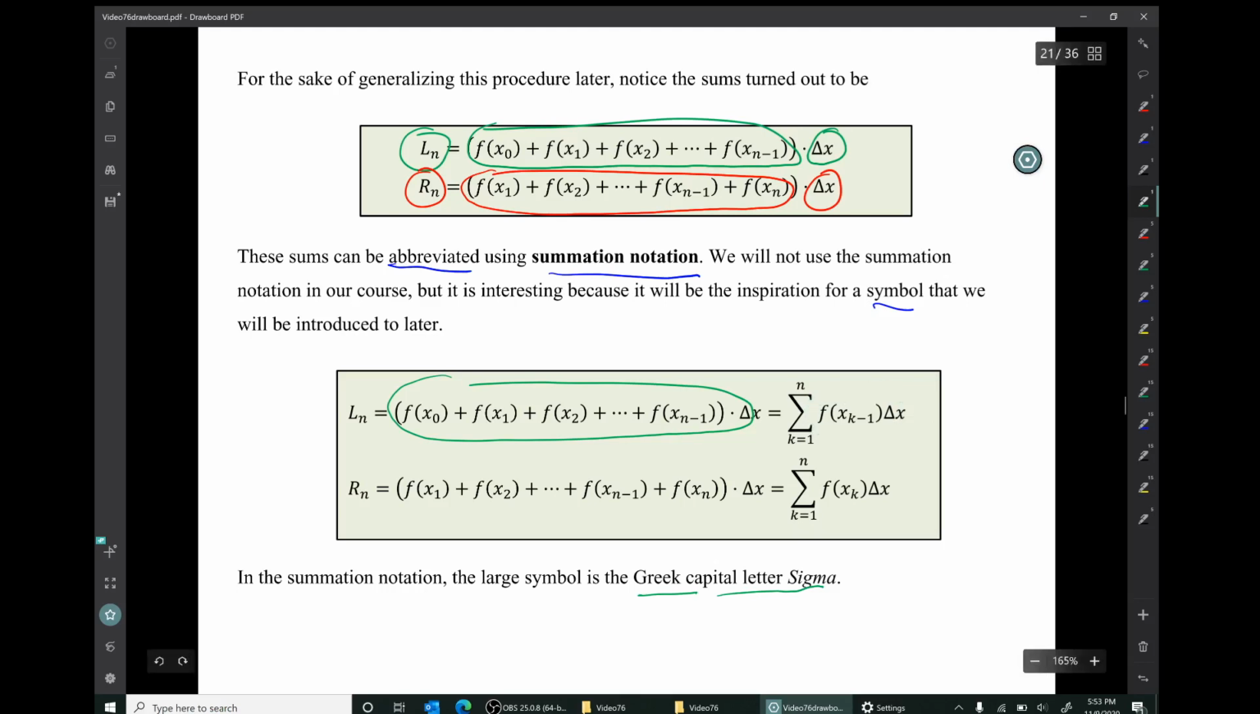The right sum, which was expressed with that expression, was a sum of a bunch of terms that look like this, very similar, a height times a width, and these indices indicate where you begin and where you end your list of terms that are going to be summed up. So again, we won't use this notation, but in a little bit we'll see that it actually is the origin for a very interesting symbol.